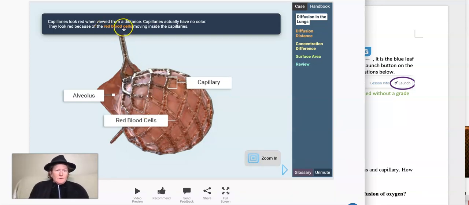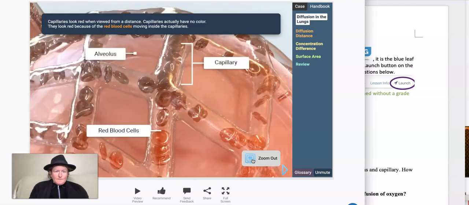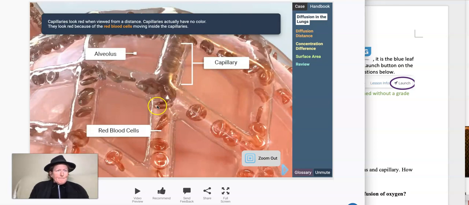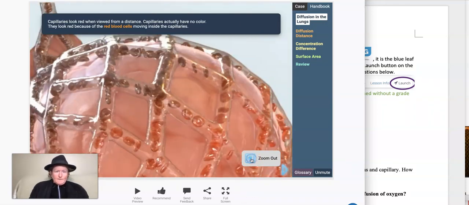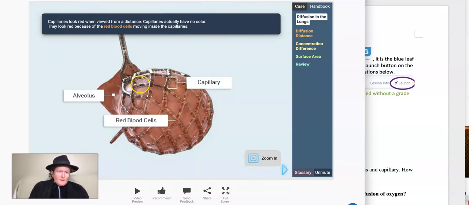Capillaries look red when they're viewed from a distance. Capillaries actually have no color. They look red because of the red blood cells moving inside the capillaries. Let's zoom in and check out a red blood cell here. They look like little kind of smushed donuts. You can zoom out here. You can notice there's two different colors here. There's bright red and there's kind of dark red. The dark red ones haven't picked up oxygen yet, and the bright red ones have.